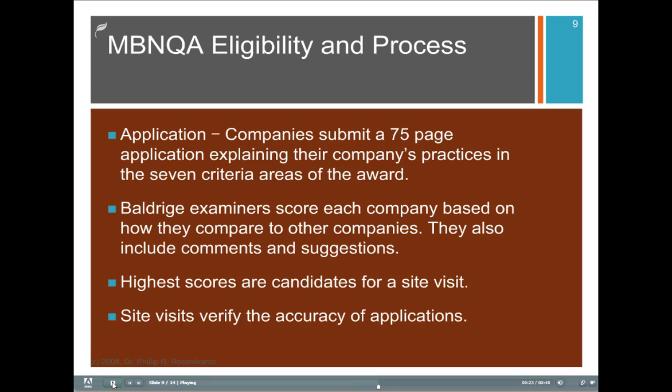The scores are totaled up, and then the highest scores become candidates for a site visit. And the site visit is used to verify the accuracy of the application, to make sure that companies that are considered for the award are actually doing what they say they're doing.